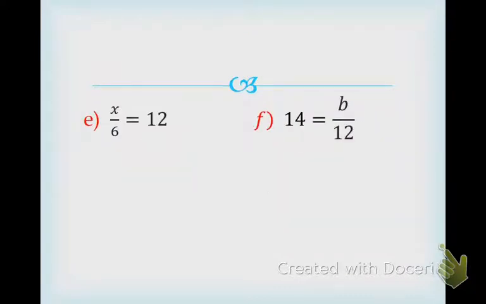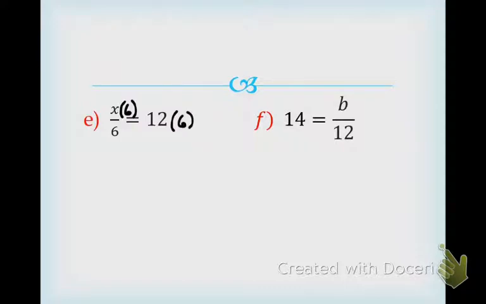Problem E. x over 6 equals 12. Whenever you have something that looks like that, x over 6, that is division. So you've got to do multiplication. I want to get x by itself. How do I get rid of that divide by 6? Multiply. I have to multiply by 6.